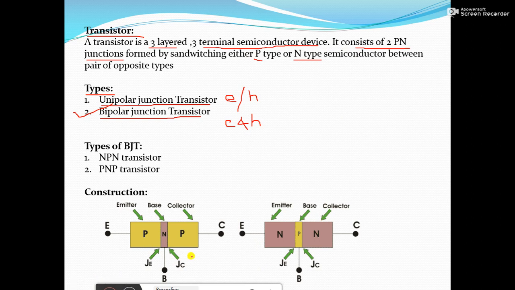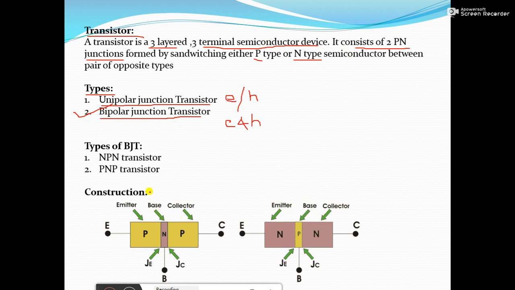Okay, here in case of NPN transistor, a P type slab or a P type bar is sandwiched between two opposite types, that is, N type. A P type layer is sandwiched between two N layers, and this transistor is known as NPN transistor. Here there will be three terminals: one is known as emitter, another one is known as base, and another one is known as collector. As from the definition, there will be two PN junctions. One junction is between the emitter and base, another junction is formed between the base and collector.